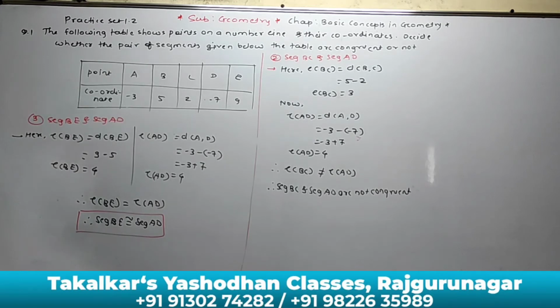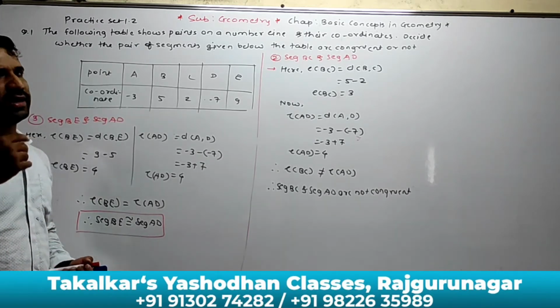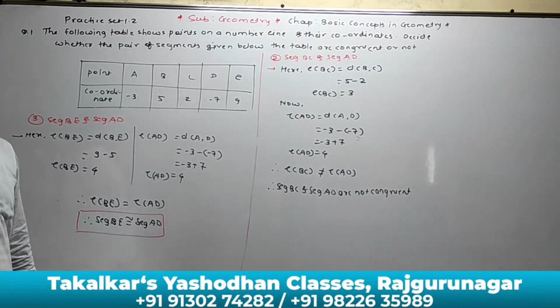Understood? So simple method. If lengths are equal, then segments will be congruent. If lengths are not equal, then segments will not be congruent. Okay? This is about the first question from practice set 1.2. Let's see the next question.